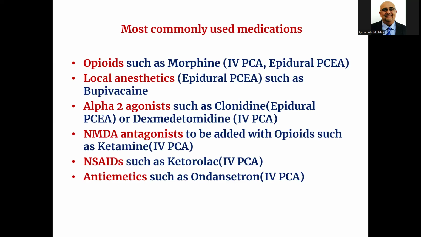Local anesthetics are used in patient-controlled epidural analgesia, such as bupivacaine, alpha-2 agonists such as clonidine, or dexamethasone. NMDA antagonists can also be added to the opioids, such as ketamine. NSAIDs are also utilized sometimes, such as ketorolac. Antiemetics can also be added to the PCA machine. Generally speaking, guys, the most important drugs in PCAs or PCEA are opioids and, as far as epidurals, local anesthetics.